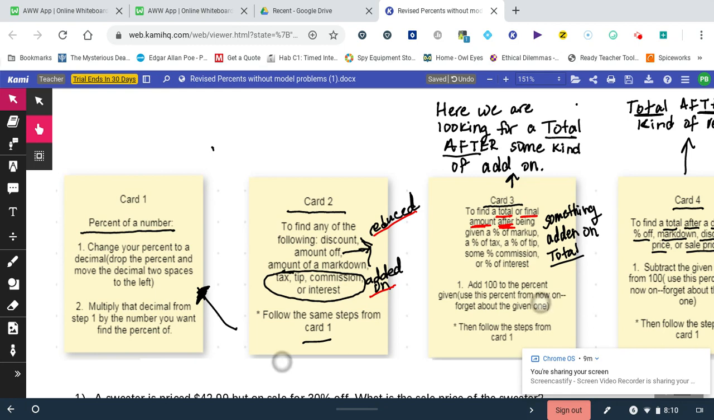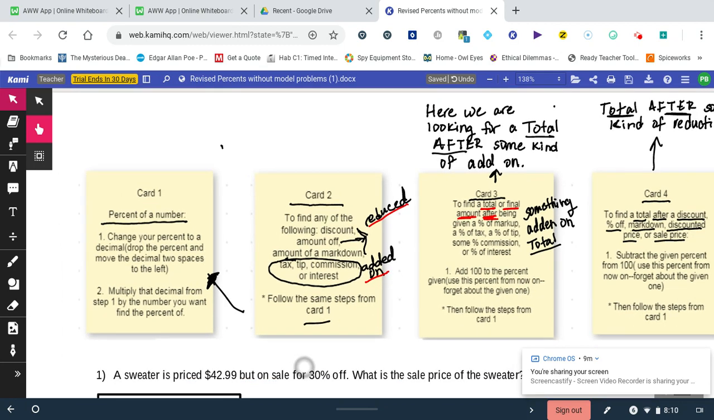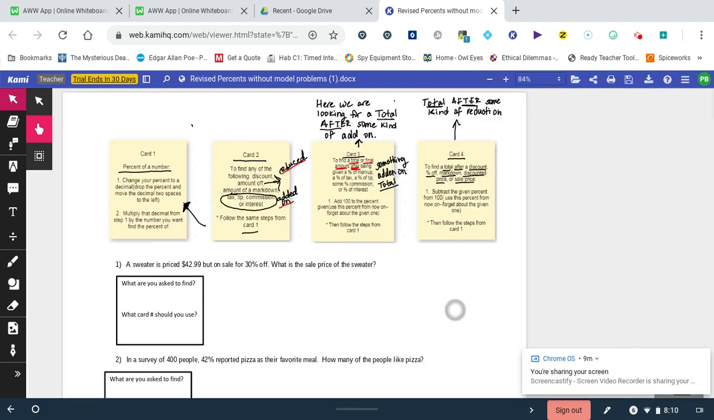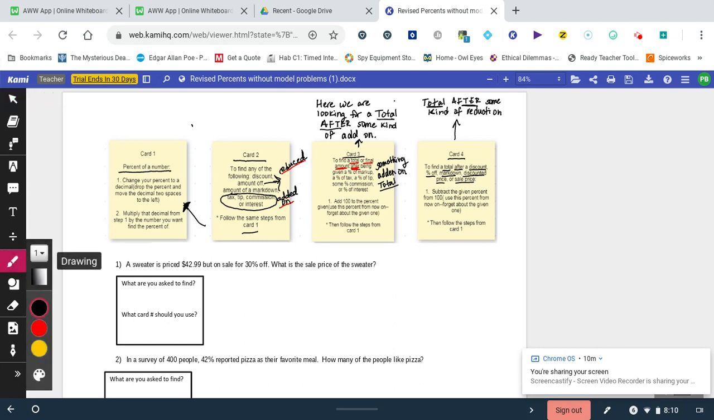All right, so let's take a look at some examples and see if we can use these cards to help us. All right, so in example 1, it says a sweater is priced at $42.99, but it's on sale for 30% off. What is the sale price? So it says, look in the box. I put these boxes to try to help you. What are you asked to find? Well, I'm asked to find the sale price.